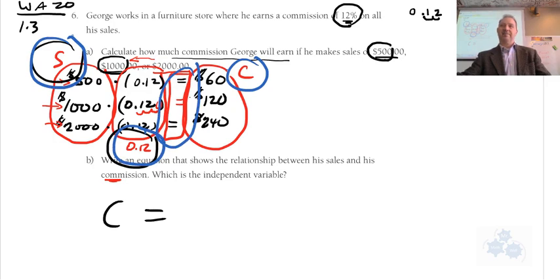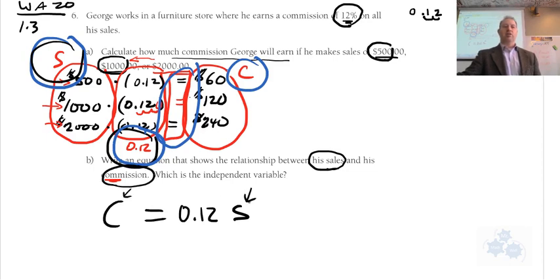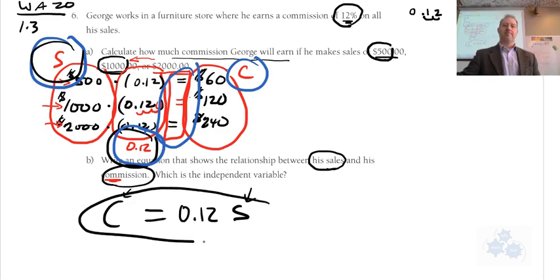C equals S times 0.12, or 0.12 S. See that? So we're trying to make an equation where we can substitute different sales amounts, so the relationship between his sales, whatever they may be, and the commission that he makes, whatever that might be. So those are both variables. And because the 0.12 is the exact same every time, we just leave that as the number because it's the same number every time. It doesn't change. S can change, and so can C. All right, so that's your answer right there.